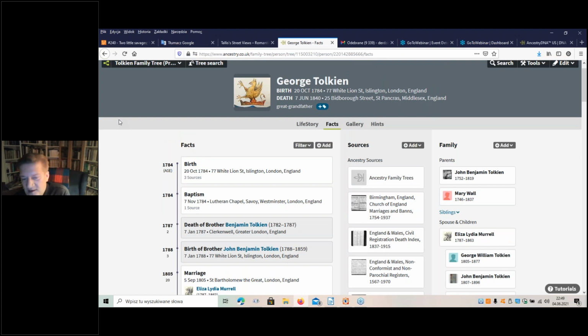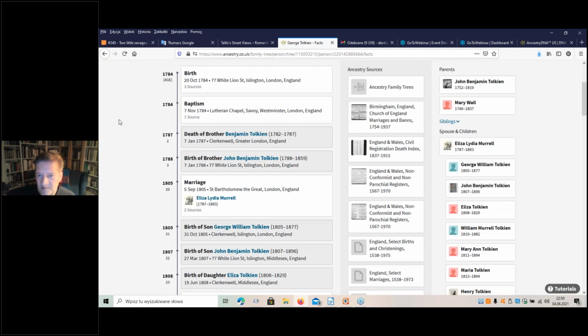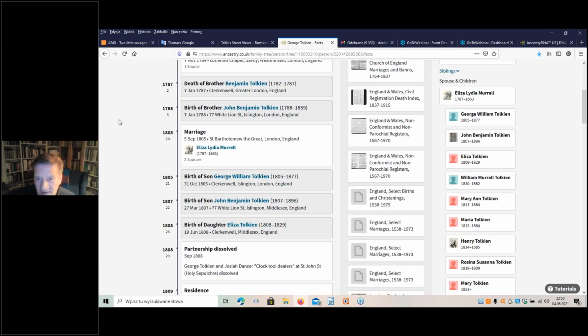Also his son, John Benjamin Tolkien. The oldest family photo we have is of Henry Tolkien, one of his sons, who was born in 1814.